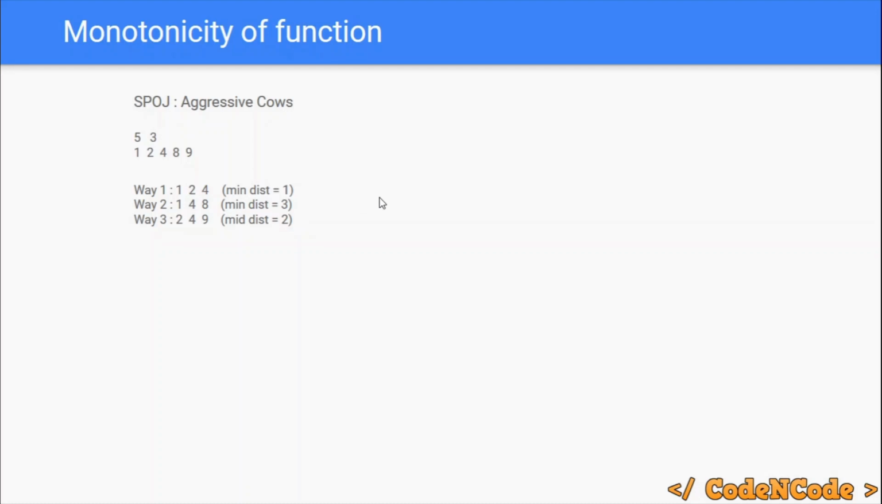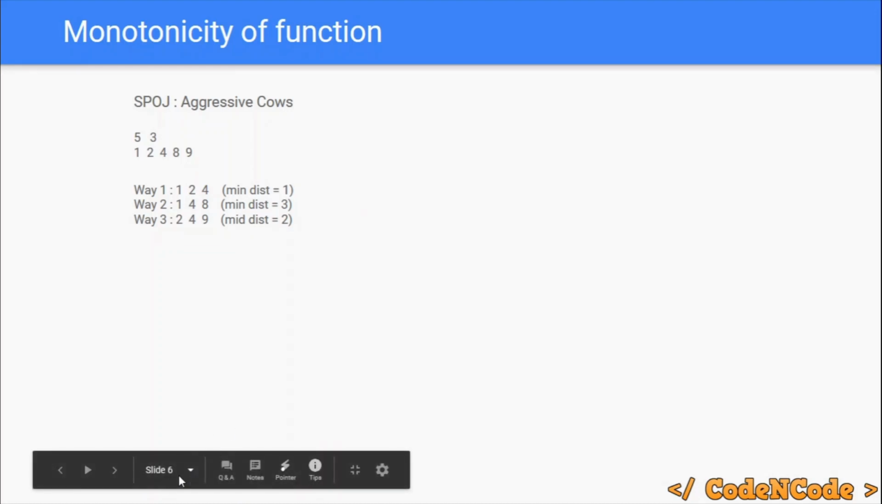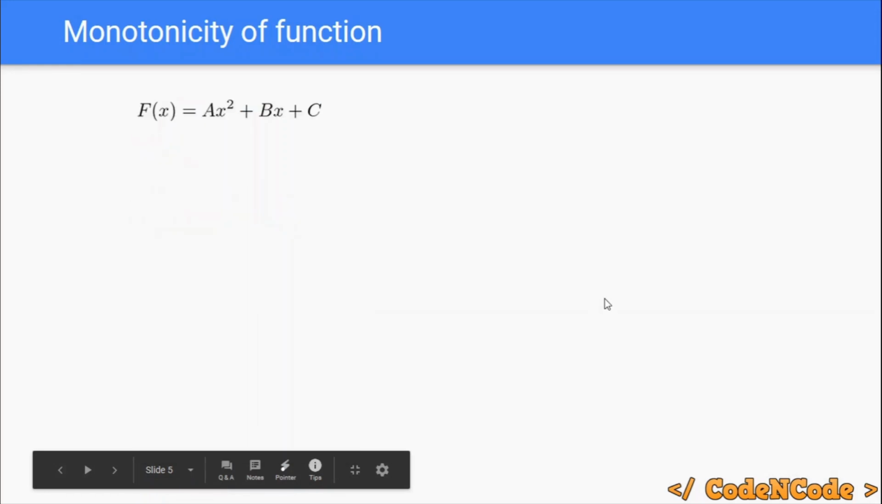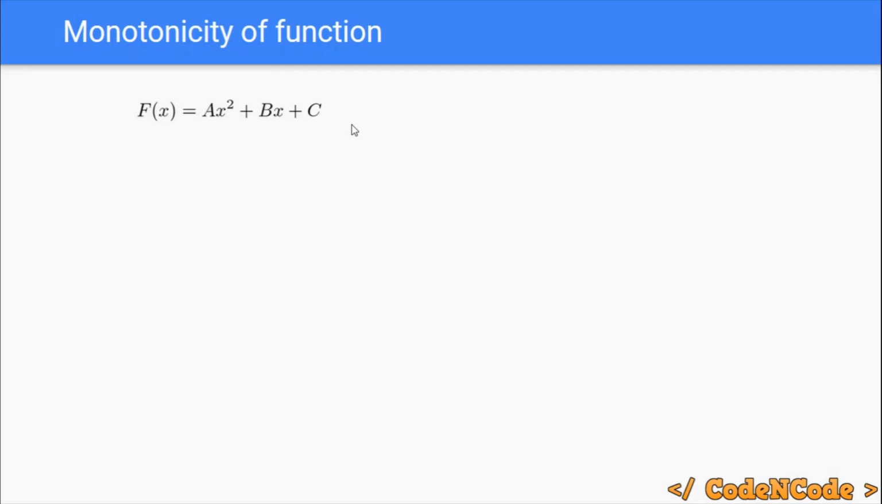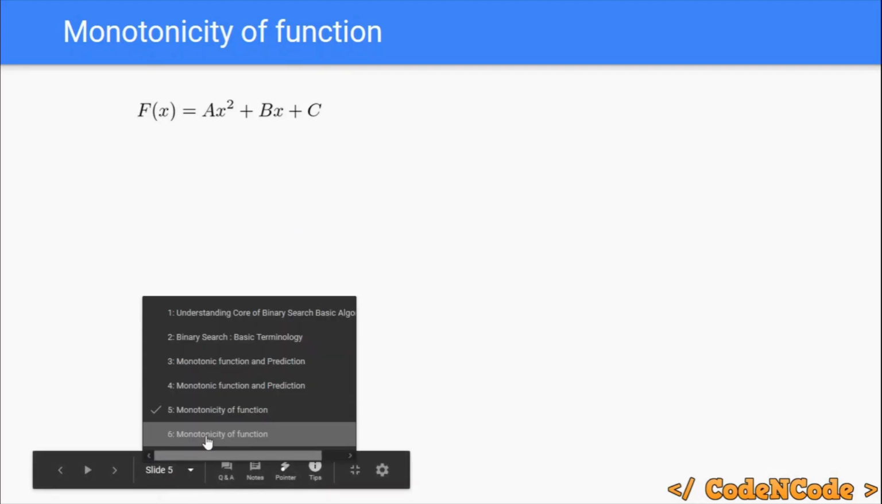Now the question is, we can't see an obvious function here which we need to prove monotonic. Like in the first 2 problems, we had functions which we needed to prove monotonic, because those were the functions which needed to be evaluated in the given problem. But here there is no obvious function in the aggressive cows problem. So what we would do is define our own function which will help us to solve this problem.